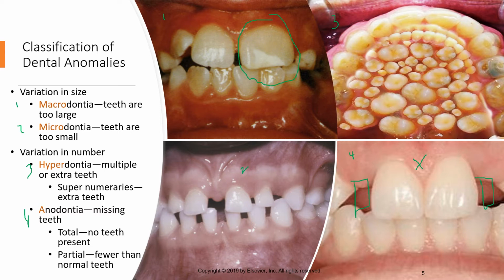The board likes you to know mesodens, distodens. I haven't heard anybody say that they ask about paramolars, but if you're looking at answers and they say what is a supernumerary tooth situated next to a molar, buccally or lingually, think para, right? Like the parathyroid, it's right next to the thyroid. All right.